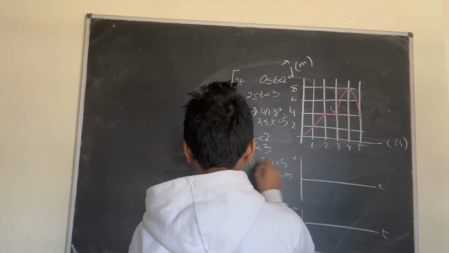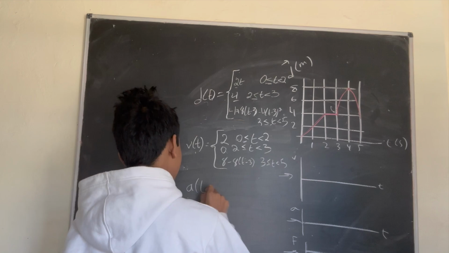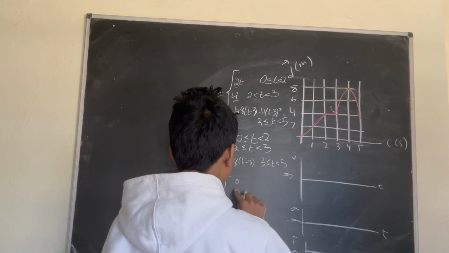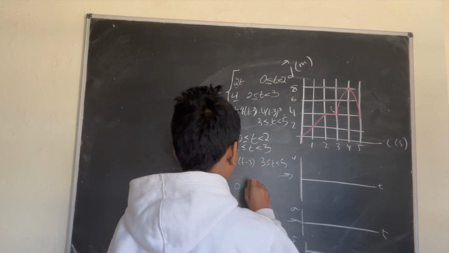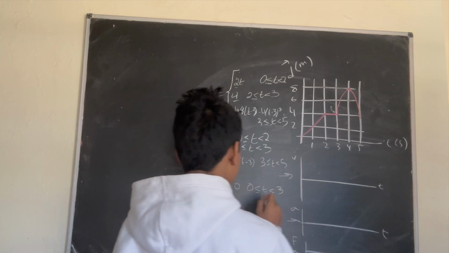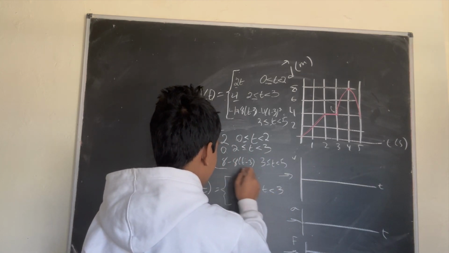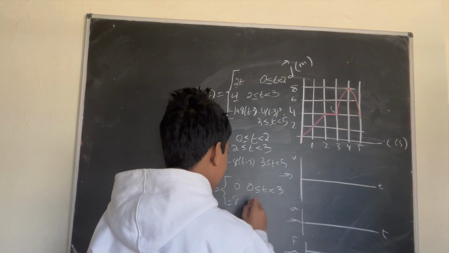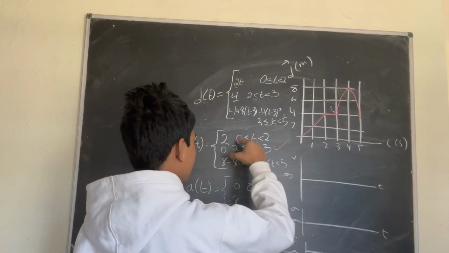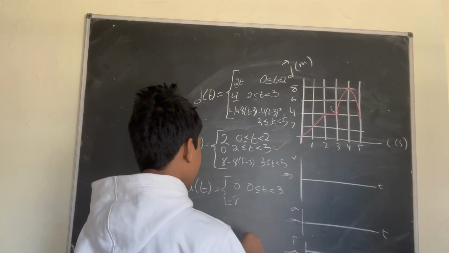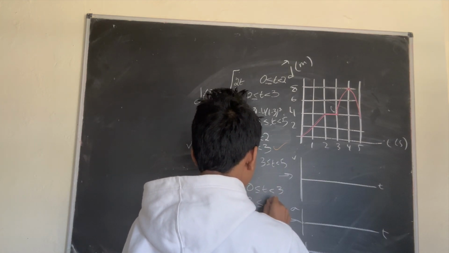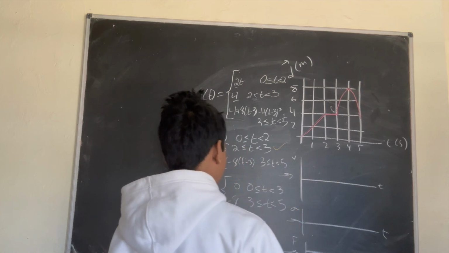Okay, so then taking the derivative to get a of t, we just get 0 and 0 and negative 8. And negative 8. Oh, 0, 0, 0 in the middle. This one is 0. So we combine these two intervals, 3 to 5. So we get 3 is less than or equal to t is less than 5.